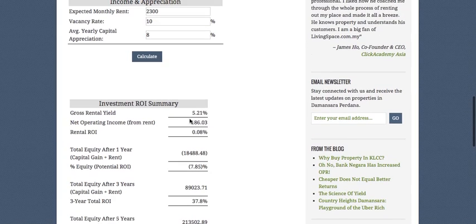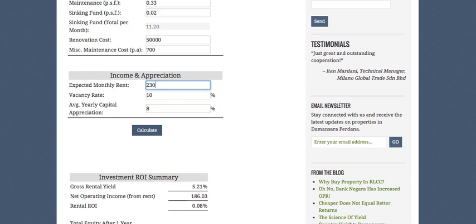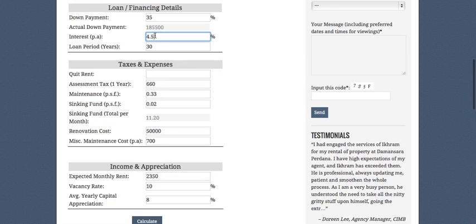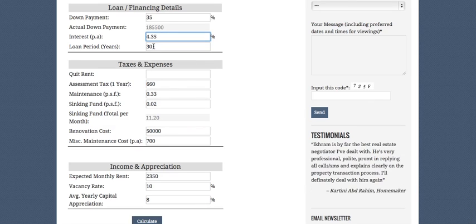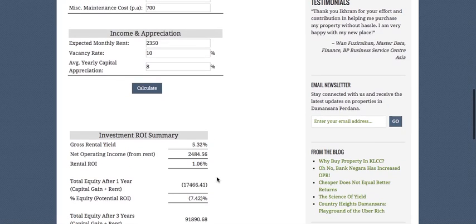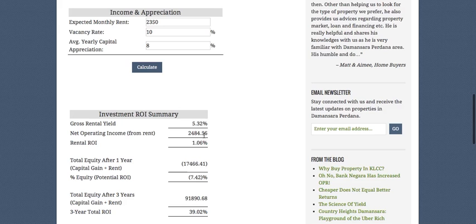Assuming I want my net operating income to go up further, I could make fine-tune adjustments. I could increase my rental rate a little bit. Perhaps I could negotiate a better interest rate with the bank and get 4.35. I could try increasing the duration of the loan. Perhaps I'm eligible for 35 years. Now, if you look, I'm making a positive income of 2,484 ringgit.